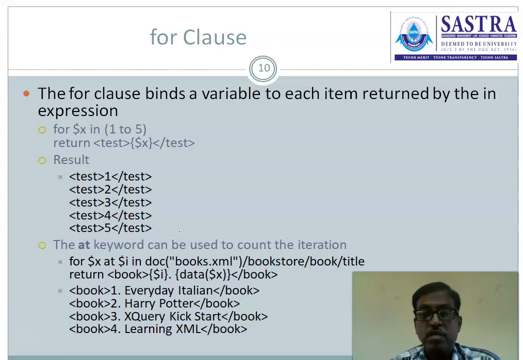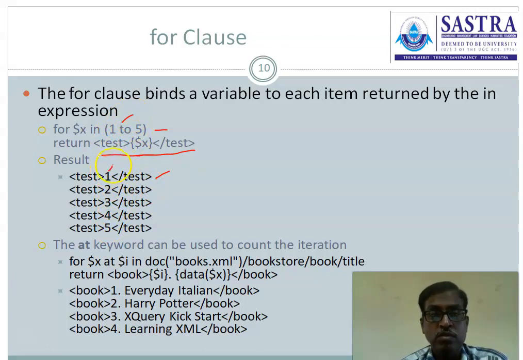See, previously the title alone was displayed. Now, along with the title, I want to display the numbers 1, 2, 3, 4. How to do that? For $x in 1 to 5, and then $x gets printed using the test tag. See here, with the test tag, 1, 2, 3, 4, 5 is displayed, because the condition we are giving is 1 to 5. So 1, 2, 3 we will be getting here as a result.